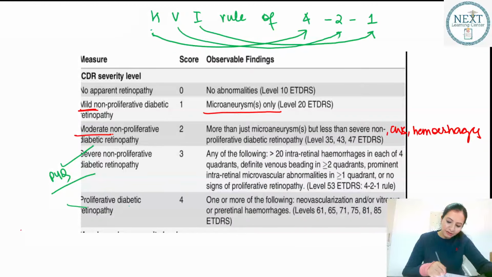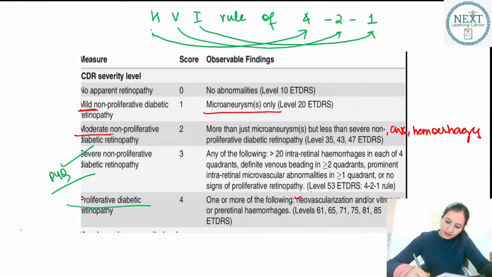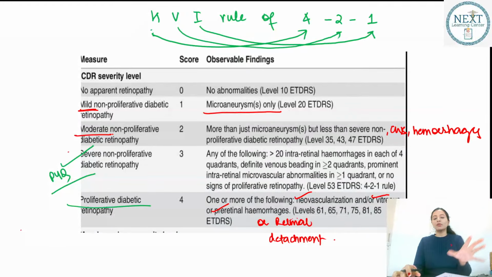Proliferative diabetic retinopathy, I have told you, it can be either neovascularization, vitreous hemorrhage, pre-retinal hemorrhage, or even your retinal detachment. So this is important for your exam, since you may get a question on it.